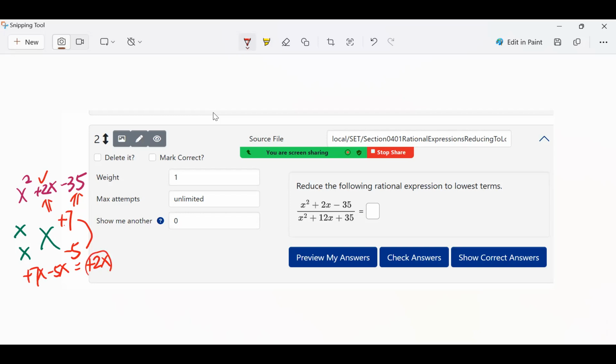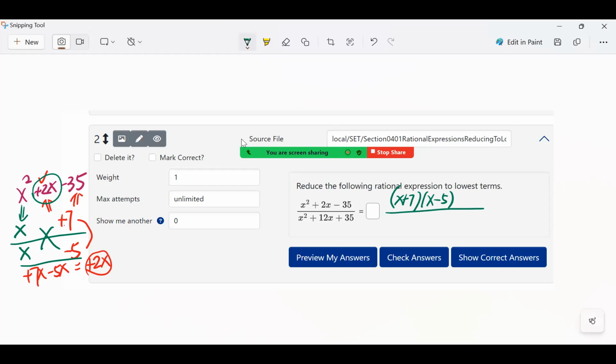This is the middle term. We confirm the middle term right here, the first term is here, and the last one is here. So all three terms are checked. That means the proper factors are x plus 7, x minus 5.